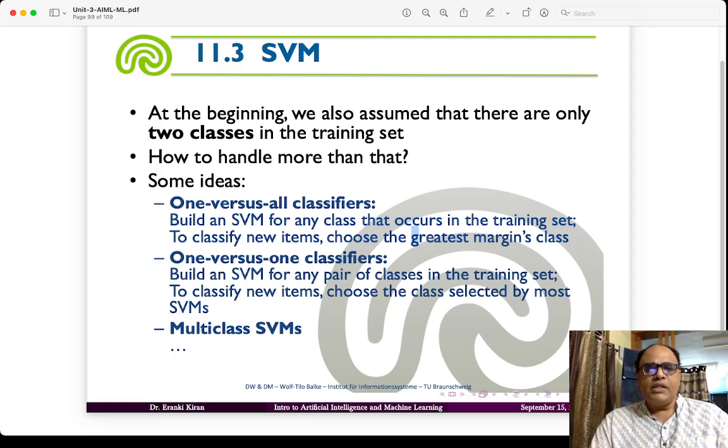Then there is the one-versus-one classifier. You build an SVM for every pair of classes in the training set, and to classify new items, choose the class selected by most SVMs. This is the multi-class SVM. All these are evolving ideas that people have tried using SVM. But one very common and general practice for improving the SVM model is controlling the hinge loss, so we will discuss that next.